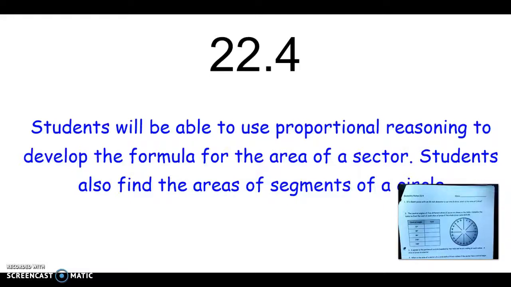This is the fourth block of topic 22. In this lesson, you're going to learn how to find the area of a sector and the area of a segment of a circle. So two different types of areas and two new terms for us, sector of a circle and segment of a circle.